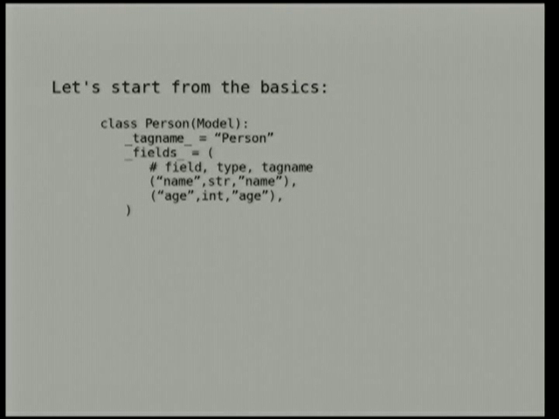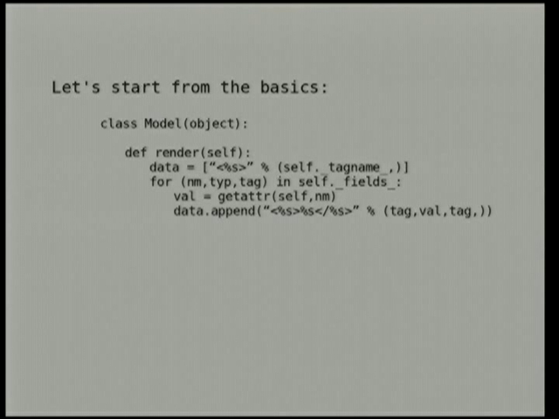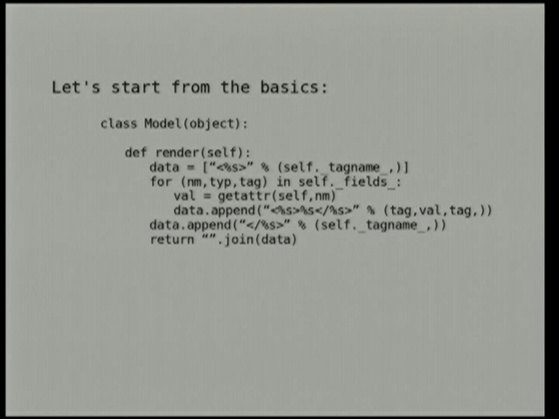If I had that class, I could implement render and parse, right? Put the tag name out as XML, go over all the fields and turn them into subtags, put the closing tag on it and return it. It's easy, you've got all the information you need. I don't want to get into this code, this is just to show you the starting point.